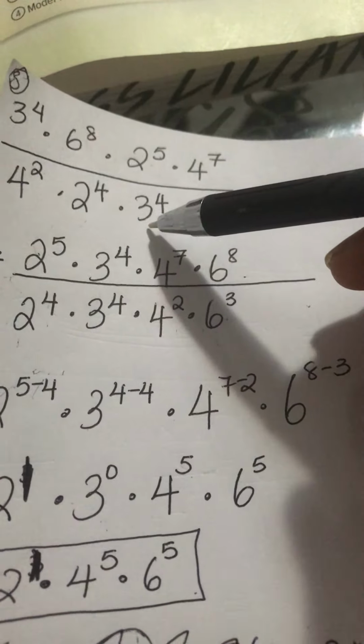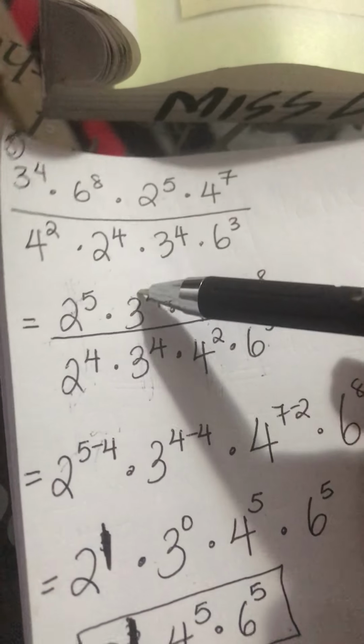And then I find the friend down here. The one with the same base, 2 to the 5th power, has the same base as 2 to the 4th power. 3 to the 4th power, the base is the same. 4 to the 2nd power, the base is the same. 6 to the 3rd power, the base is the same. Now, I have confirmed that each base is the same for each pair.